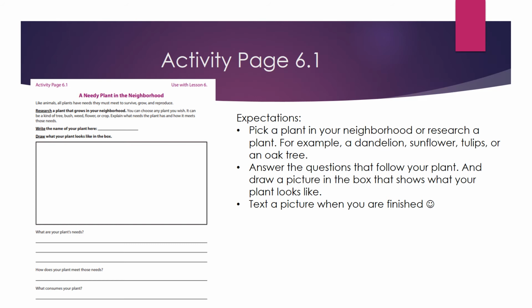Research a plant that grows in your neighborhood. You can choose any plant that you wish. It can be a kind of tree, bush, weed, flower, or crop. Explain what needs the plant has and how it meets those needs. Below these directions, it says to write the name of your plant here, to draw a picture of what your plant looks like in the box. And then below, you're just answering those 3 questions.